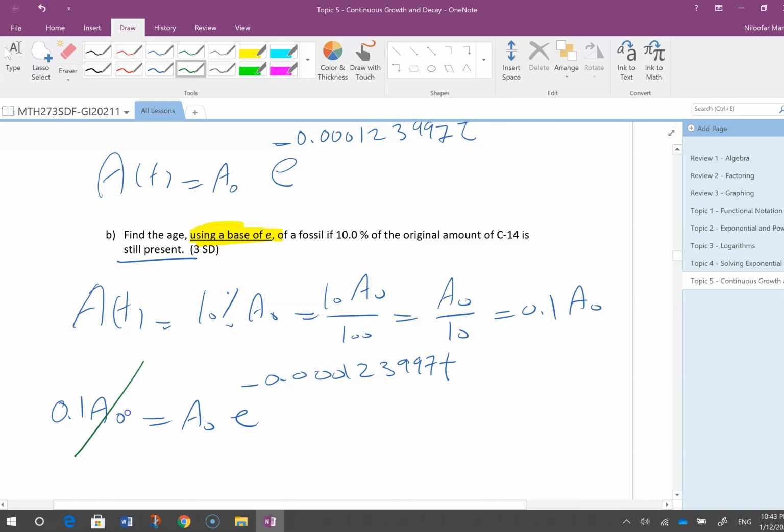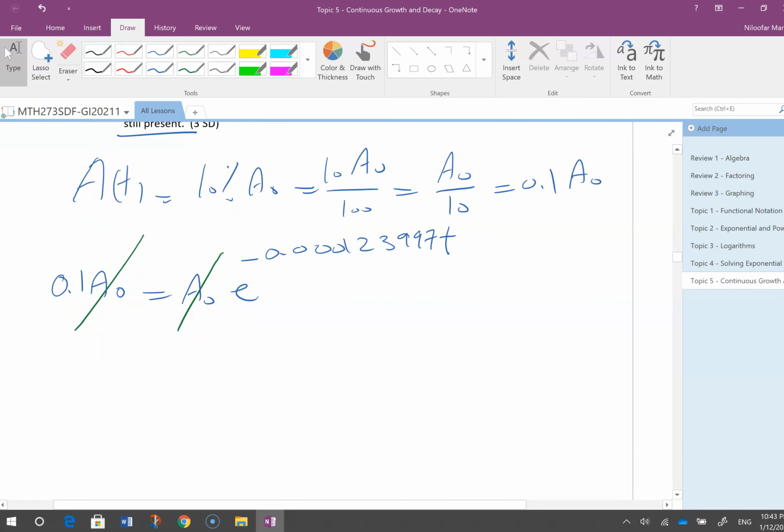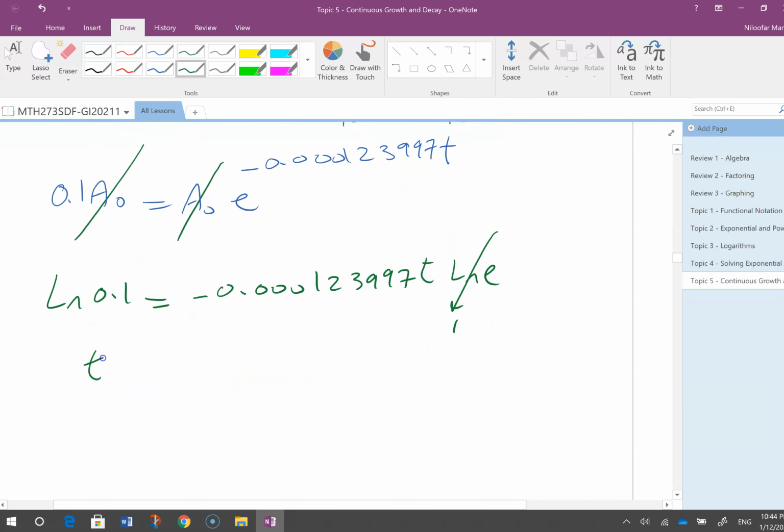Now I cancel A0 on both sides, and then I can find the answer. Taking ln, ln e is 1, so t is ln 0.1 divided by minus K. Don't worry, ln 0.1 is negative, so the negatives cancel each other. So t is ln 0.1 divided by this number.